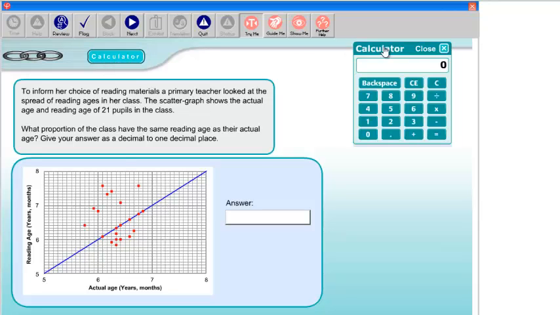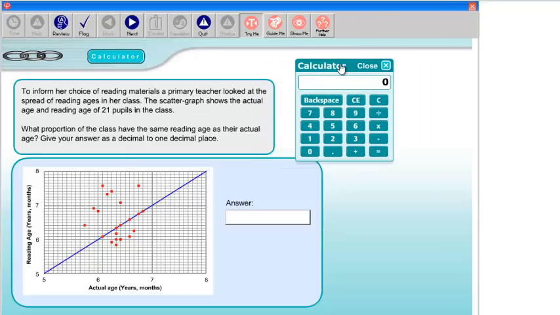So we bring up the calculator. And I'm going to use the keyboard because it's quicker. So 6 divided by 21, press return, and I get 0.285. But you always look at the final statement because that tells us what format the answer is required in. So we're to give our answer as a decimal to one decimal place. So not a percentage, just leaving it as a decimal. So 0.28, to one decimal place, that's 0.3.